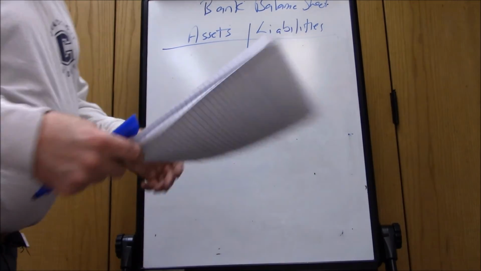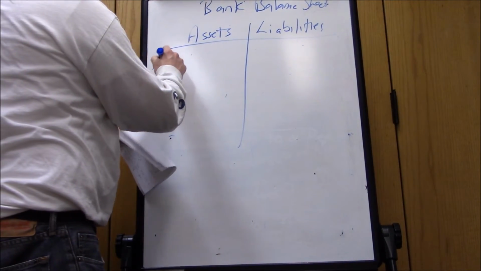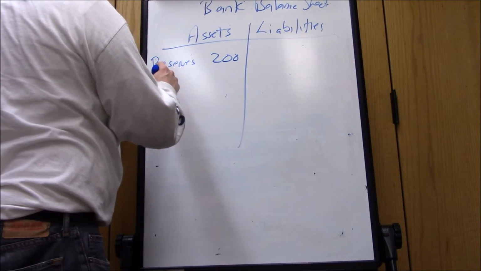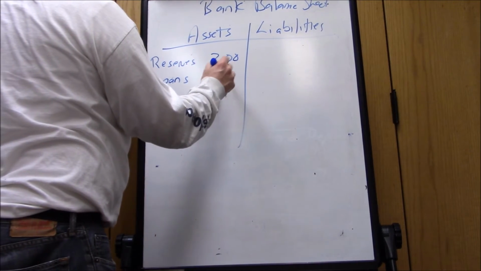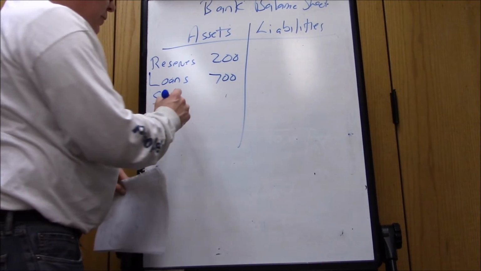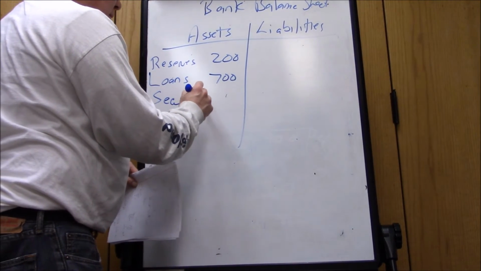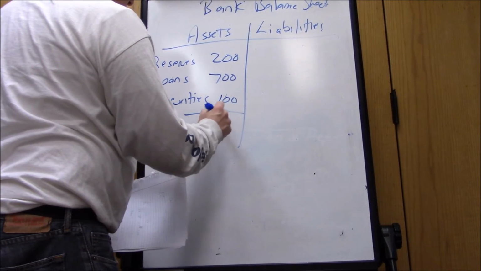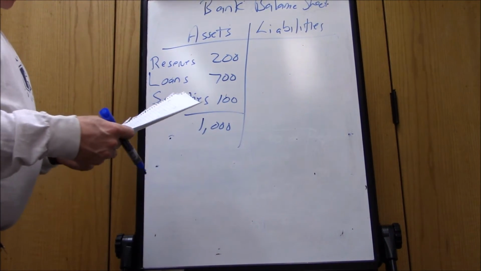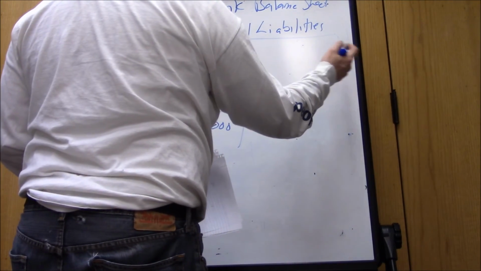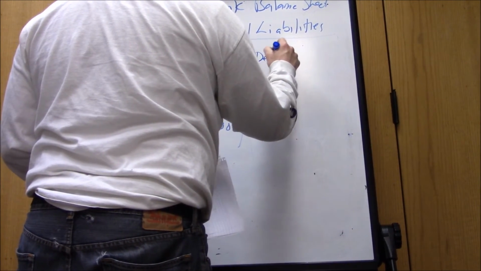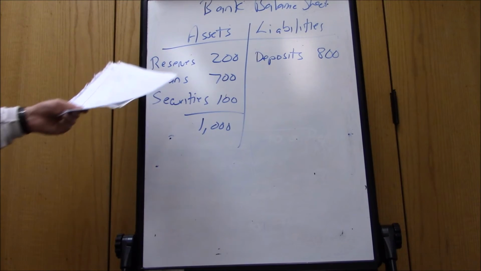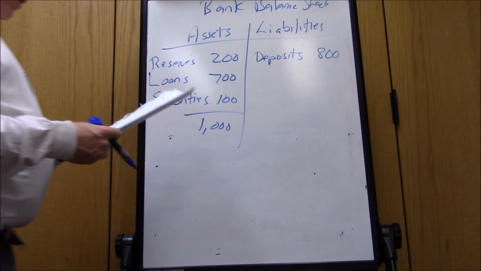We could think about a bank balance sheet having reserves, say 200, loans, 700, and securities, which could be stocks or bonds. We'll have a little bit more to say about that not too long from now, let's say 100. So this is 1,000, a pretty small bank still. And then let's say the deposits are $800. So this would be a 25% reserve requirement here.